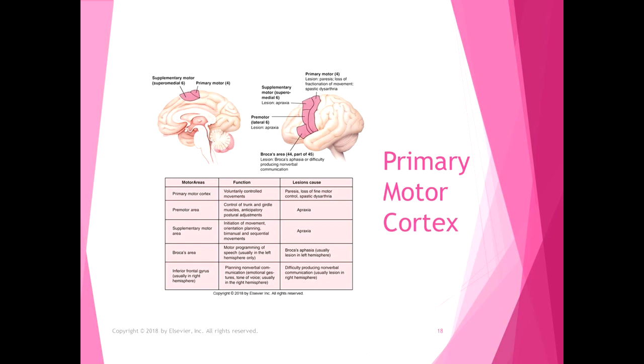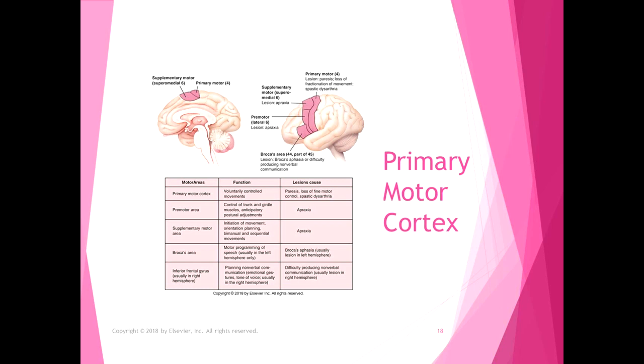disorganized sound. The premotor area controls trunk and girdle muscles and anticipatory postural adjustments. Lesions of the premotor area cause apraxia. The supplementary motor area is the initiation of movement, orientation, planning, bimanual and sequential movements, and that also causes apraxia. And we'll talk specifically about apraxia and what the effects are. So you can think of it as you can't plan your movements, if you want to think of it that way. So it's a motor planning disorder.